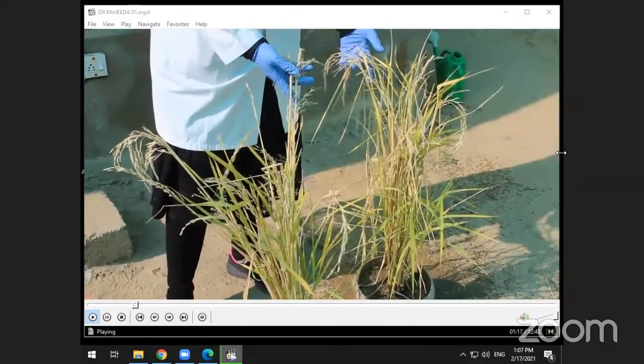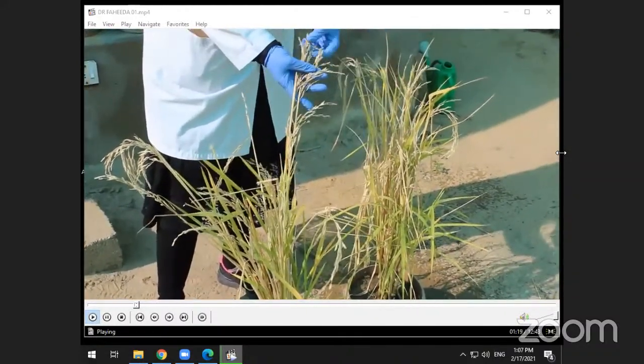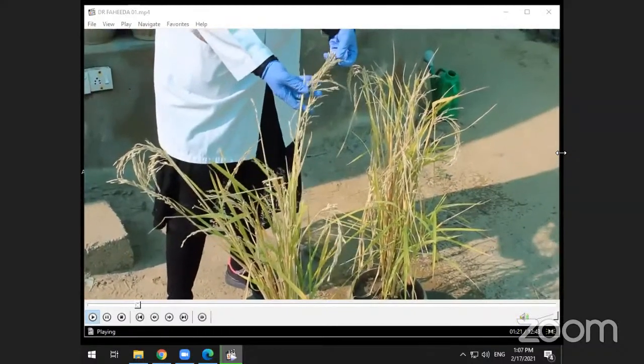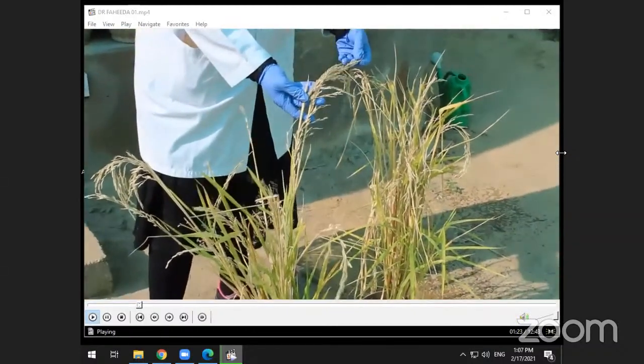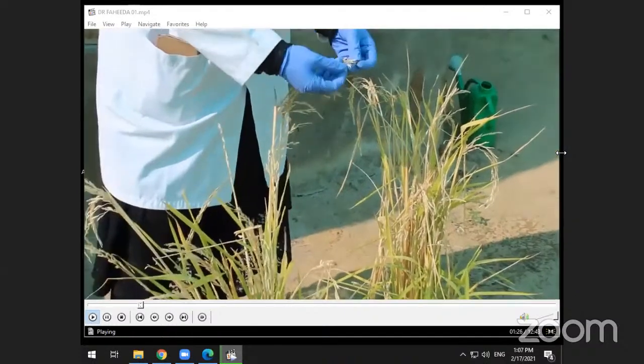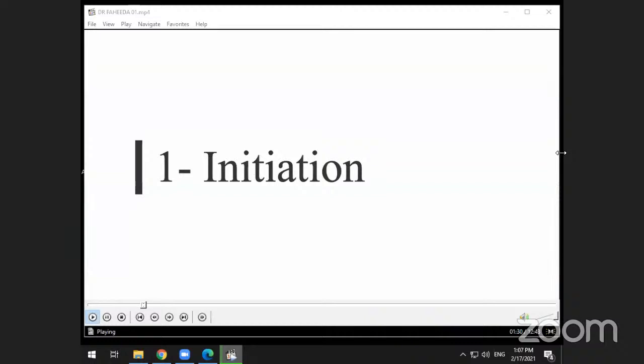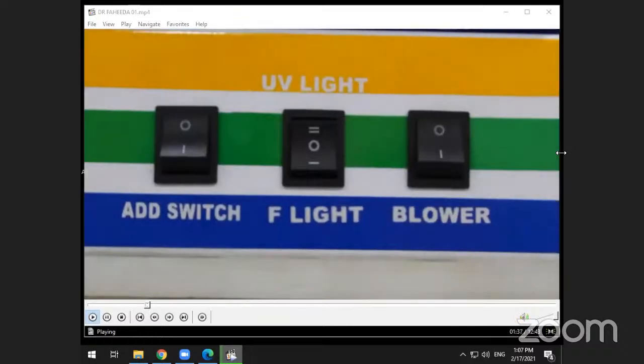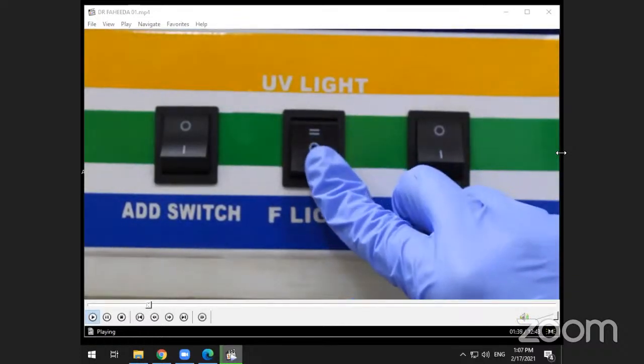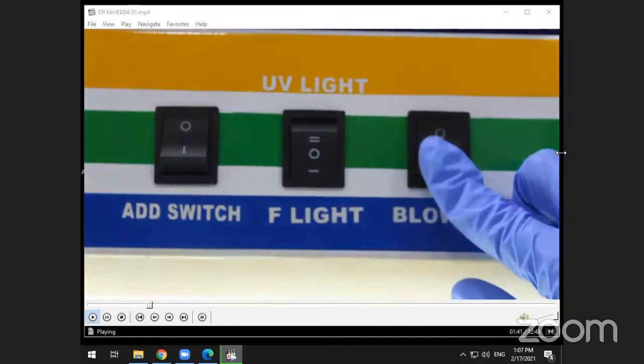To initiate tissue culture, select fresh and healthy seeds without any visual disease symptoms. Initiation. Turn on light and blower.